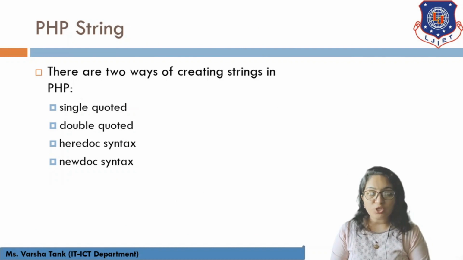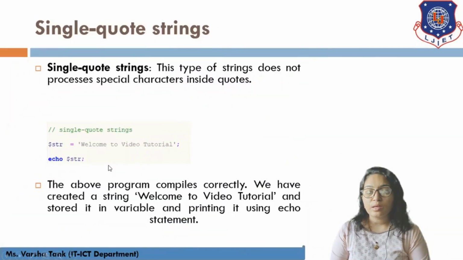In PHP there are four ways to create a string, which are single quoted, double quoted, heredoc syntax and nowdoc syntax. So using these four ways we can define the PHP string. Now let's see it one by one. First of all, the single quoted string.